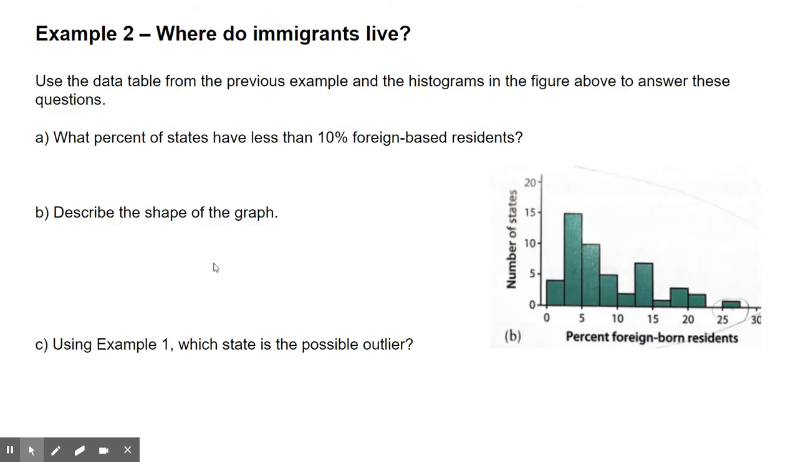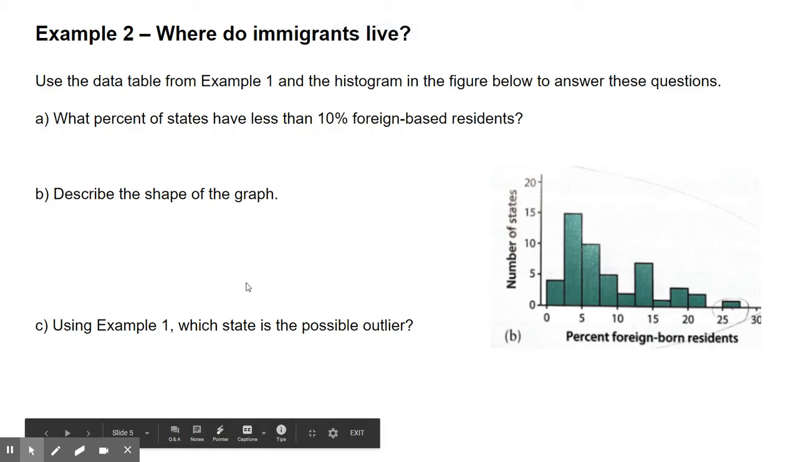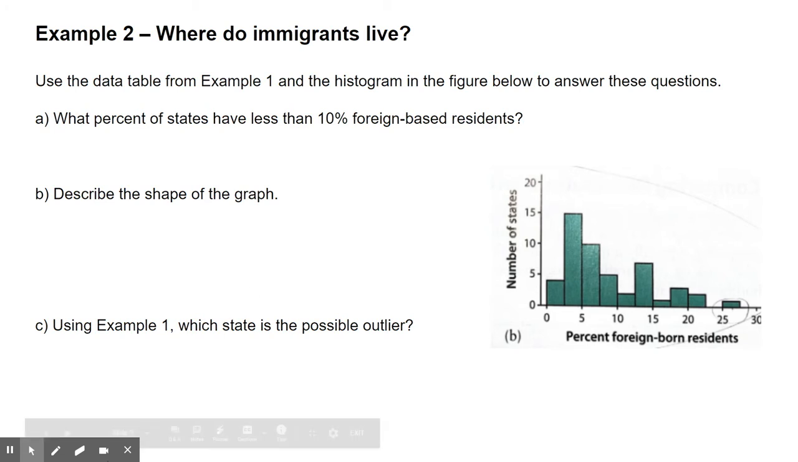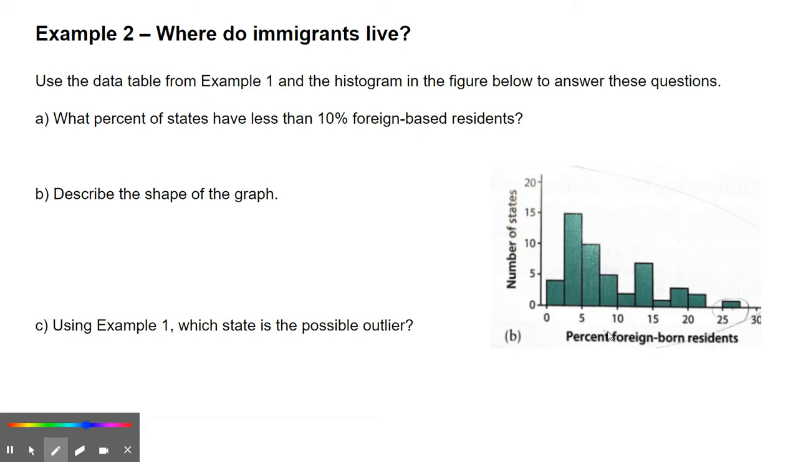Okay, so let's talk about shape here. So it says use the data table from the previous example. So from example 1, and the histogram below to answer these questions. This is: what percent of states have less than 10% foreign-born residents? So what we need to do is find where that 10% is located. So 10% foreign-born, that's right there. Now again, notice it says less than 10%. So this 10% is actually included in this bar. So if there was a state that had exactly 10%, it would be in this bar. So everything less than 10% would be all the bars to the left of 10%.